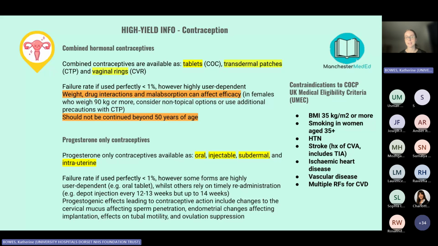So the intrauterine system is not very user dependent, but the oral tablet very much will be, and the depot injection really needs to be given every 12 to 13 weeks. So if you go beyond 14 weeks, then it will become less effective. So that's probably what I'd summarize there.